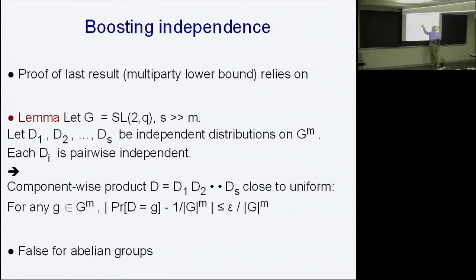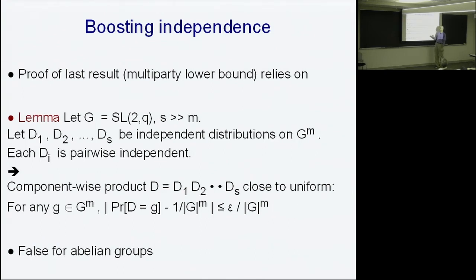S has to be large compared to n, but only depending on n. It doesn't depend on the size of the group. It has to be something like exponential in n, which is where our previous loss of the 2 to the k in the multi-party bound arises. Okay. So maybe this is also true with S equal to k.